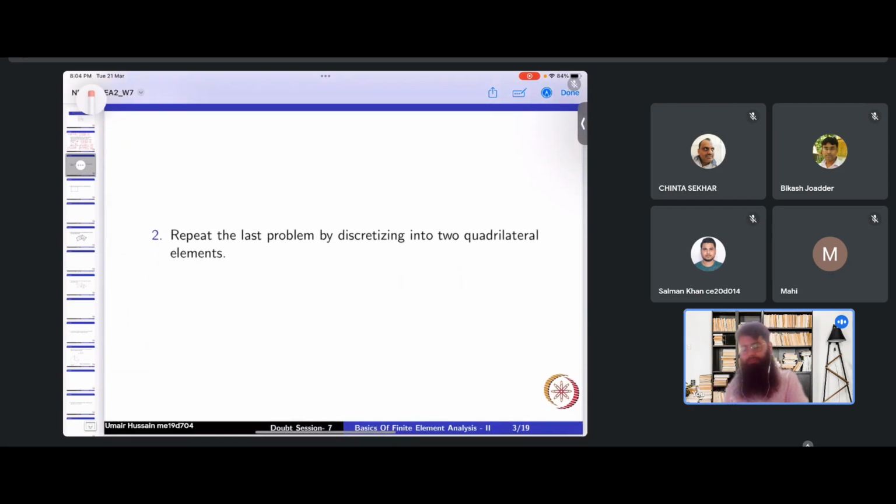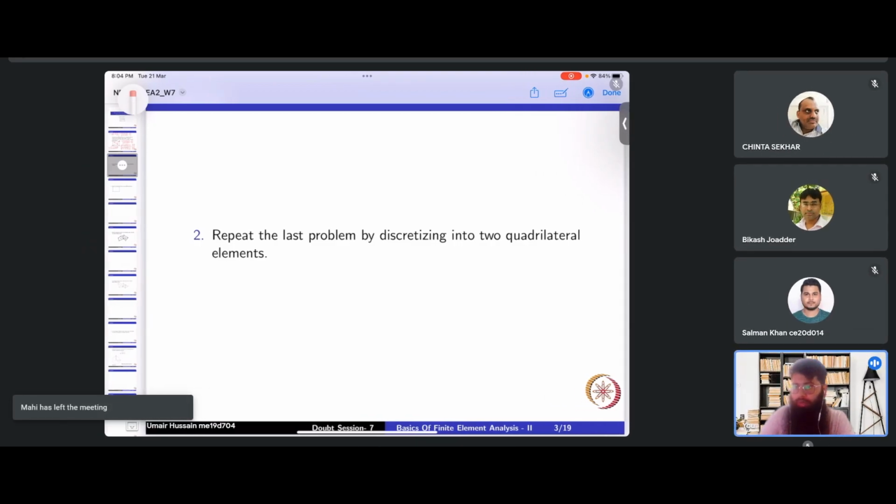Okay, so we have to do this by discretizing the same thing into two quadrilateral elements.